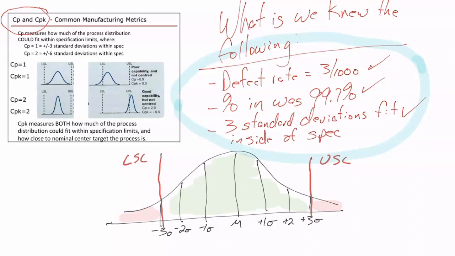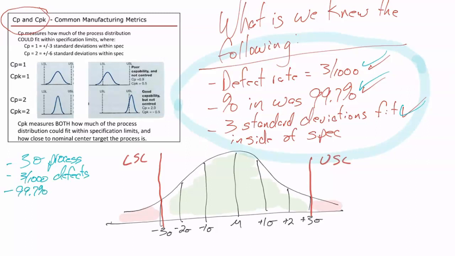We added a 4th way to describe this picture of process performance. We said anytime you're dealing with a process in which 3 defects out of 1,000 are occurring, where the percent in is at 99.7% and their 3 standard deviations fit within spec, we could call that a 3 sigma process. We could call that a 3 out of 1,000 defects. We could call that 99.7% in.